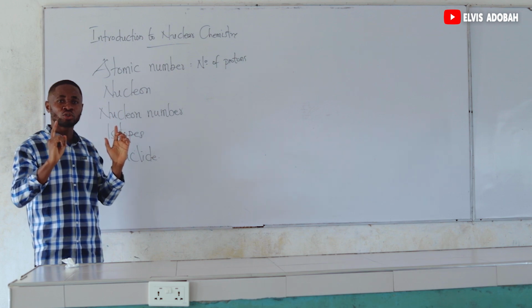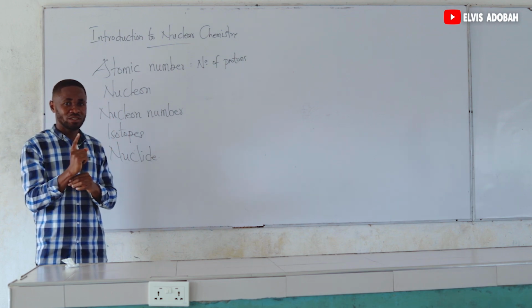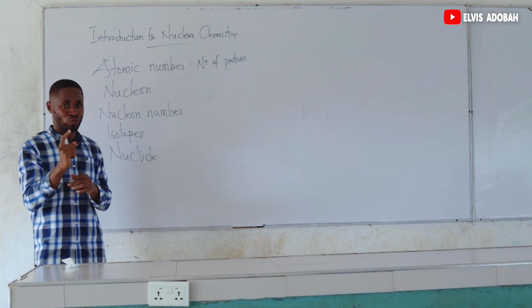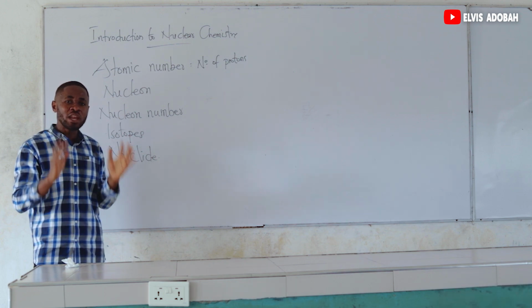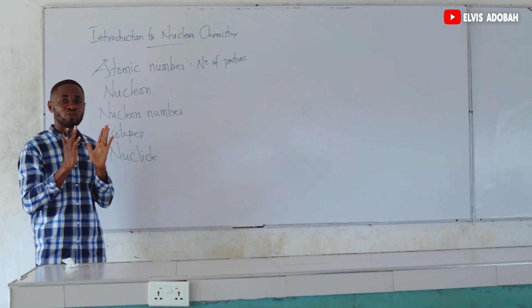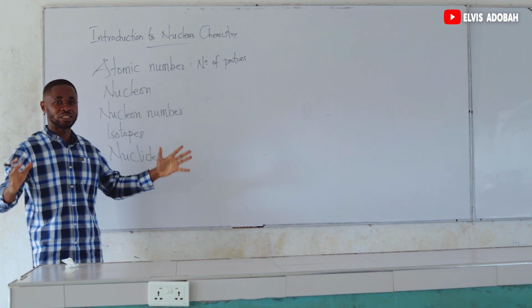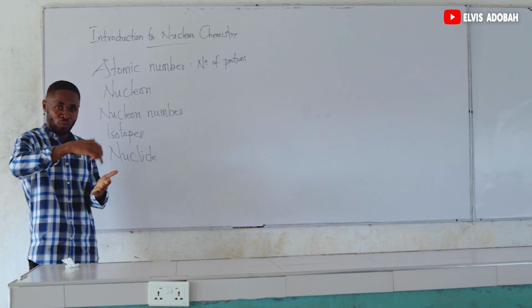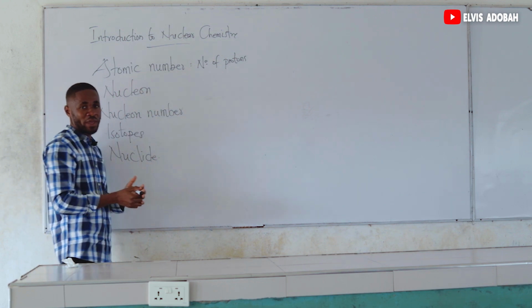Atomic number 1 belongs to only one element, and that element is hydrogen, because hydrogen has only one proton. Atomic number 13 belongs only to aluminium, because aluminium is the only element on the periodic table that has 13 protons. So the number of protons in the nucleus of an atom is what we call the atomic number.